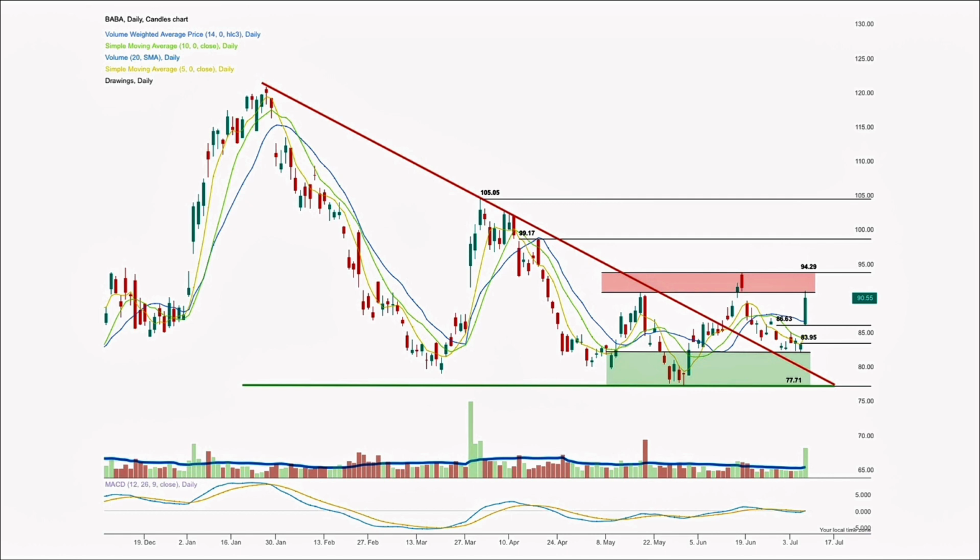However, if the stock fails to stay above the triangle, you could see the stock drop to potentially the low 70s range or even lower.